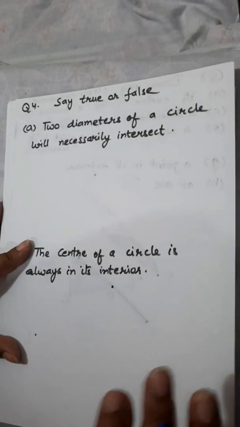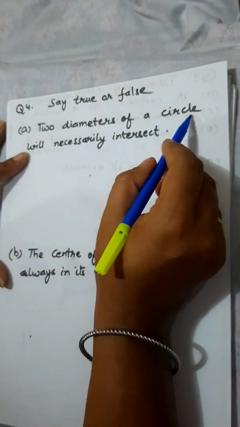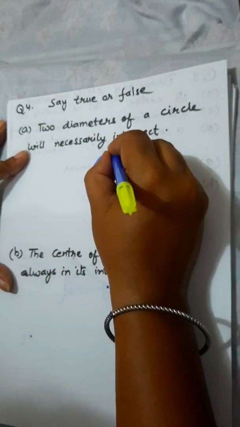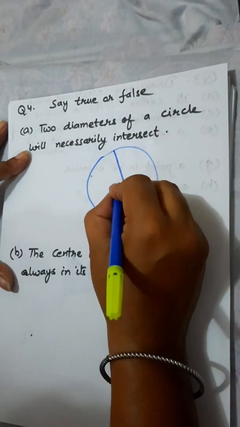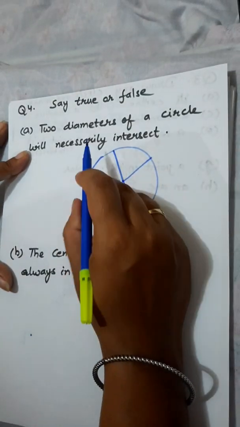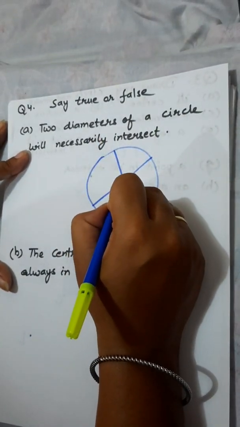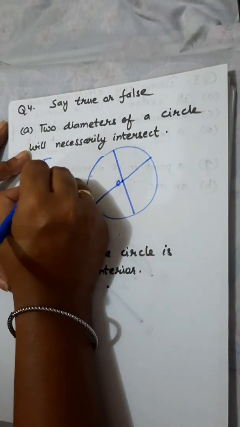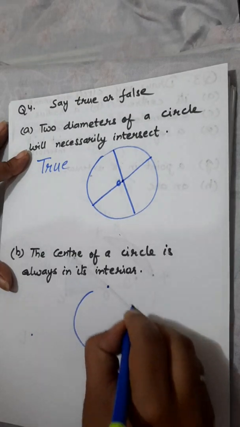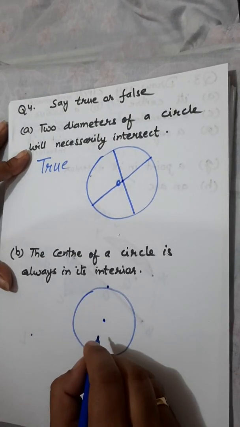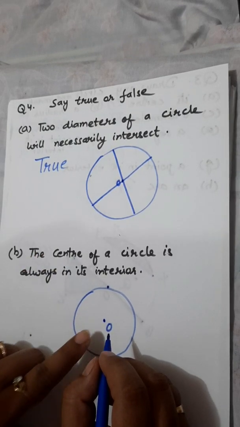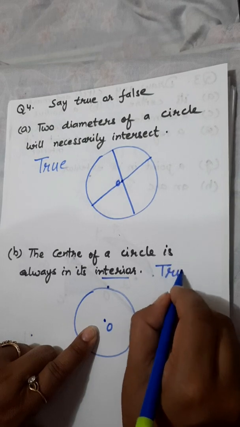Then next we have question number 4, true false. Two diameters of a circle will necessarily intersect. If I draw first diameter, it passes through center always. This is my first diameter. If I draw second diameter, then yes, two diameters of a circle will necessarily intersect at the center. So my answer is true. The center of a circle is always in the interior. Whenever you draw a circle, you always place the pointer over here, and the center lies always inside, always in the interior. So this is also true.